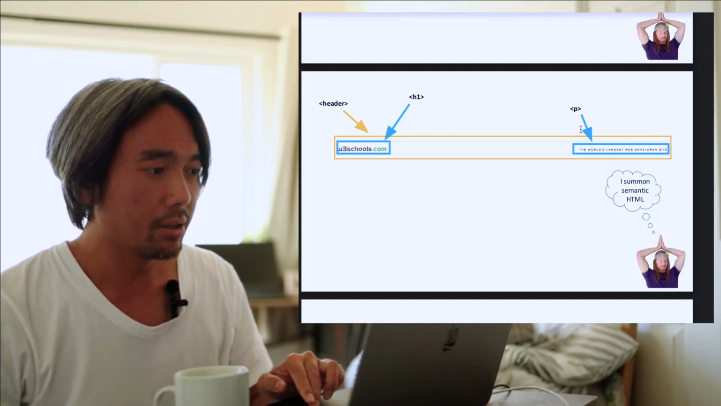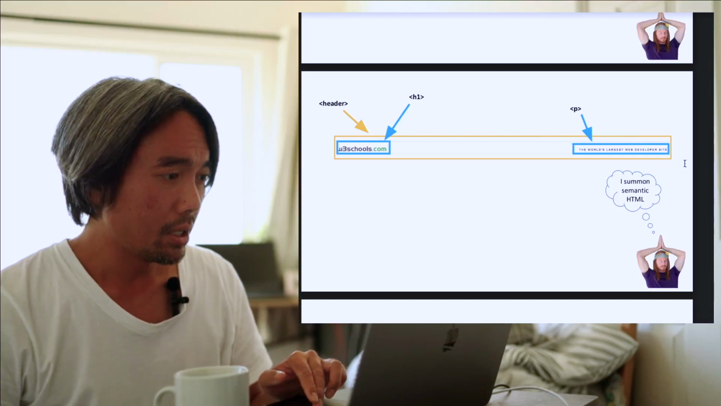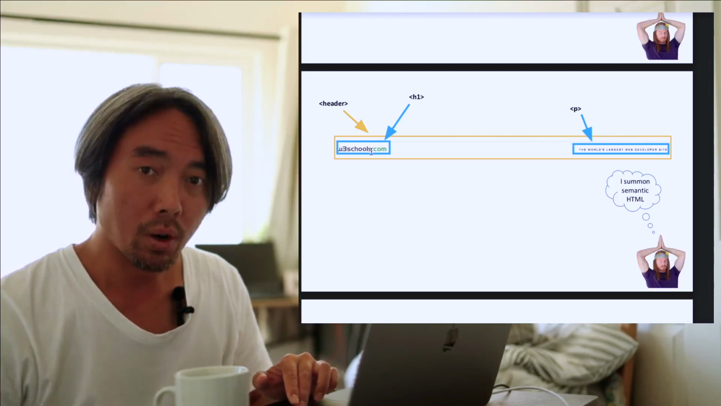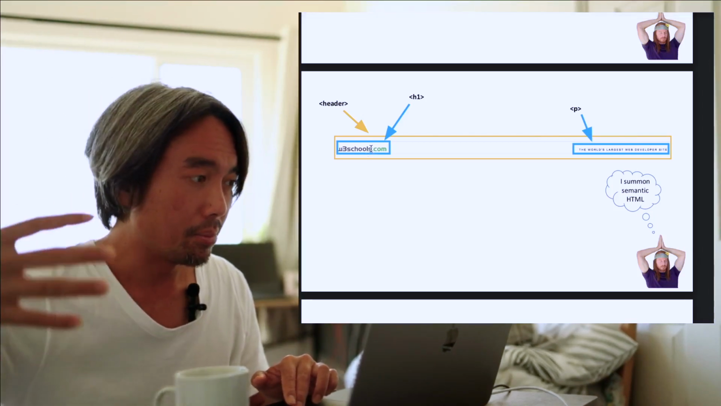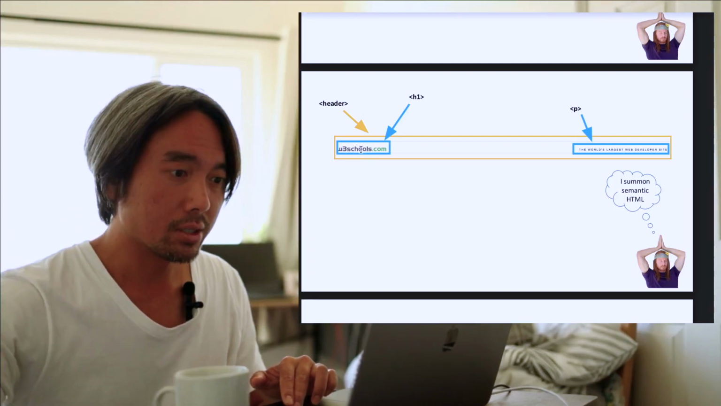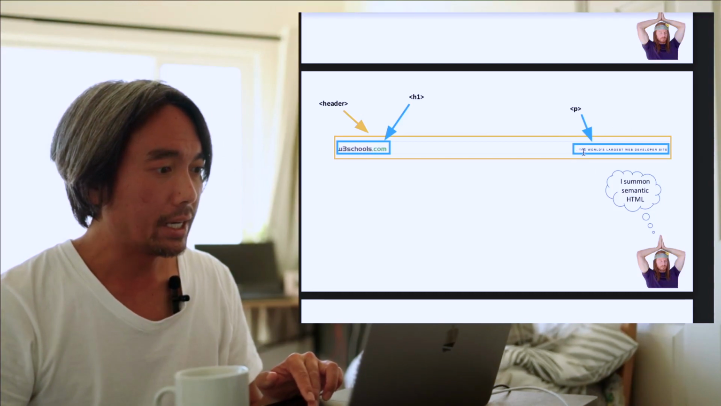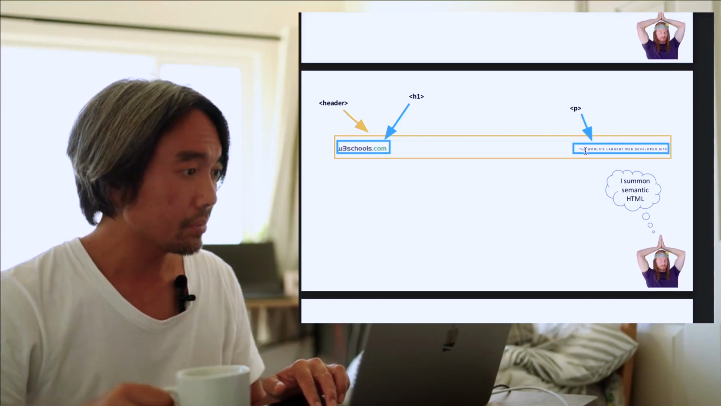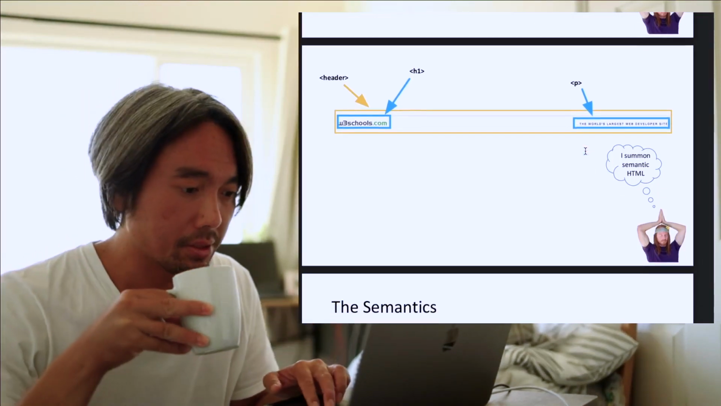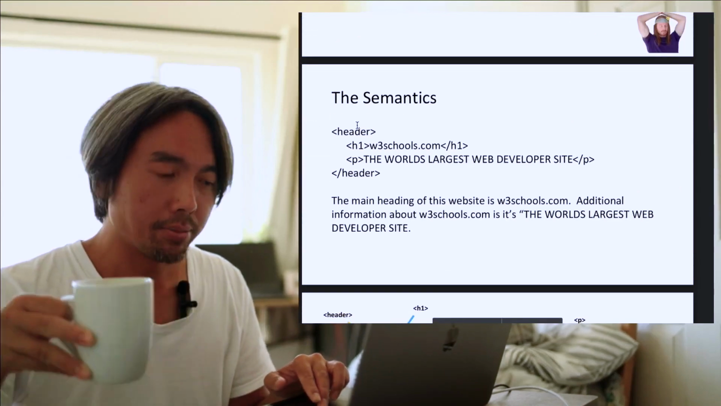So again, here you choose a header for the outer tag. You choose the H1 for the brand or the main title of the page, which is w3schools.com. And then he chooses a P tag here for, again, the subtitle of the page, some less important text. Again, semantics are pretty much the same.